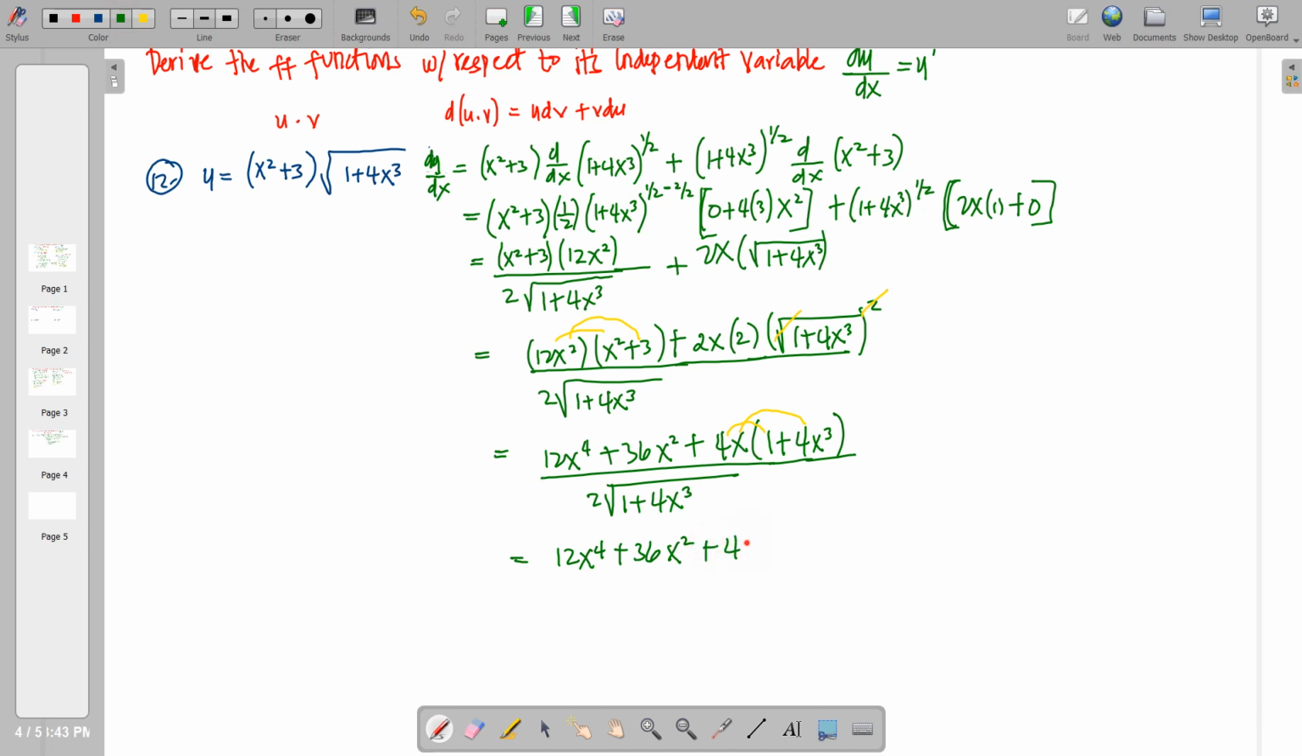Plus 4x plus 16x cubed. Sorry, 16x raised to 4. And then we copy the denominator, 2 square root of 1 plus 4x cubed.